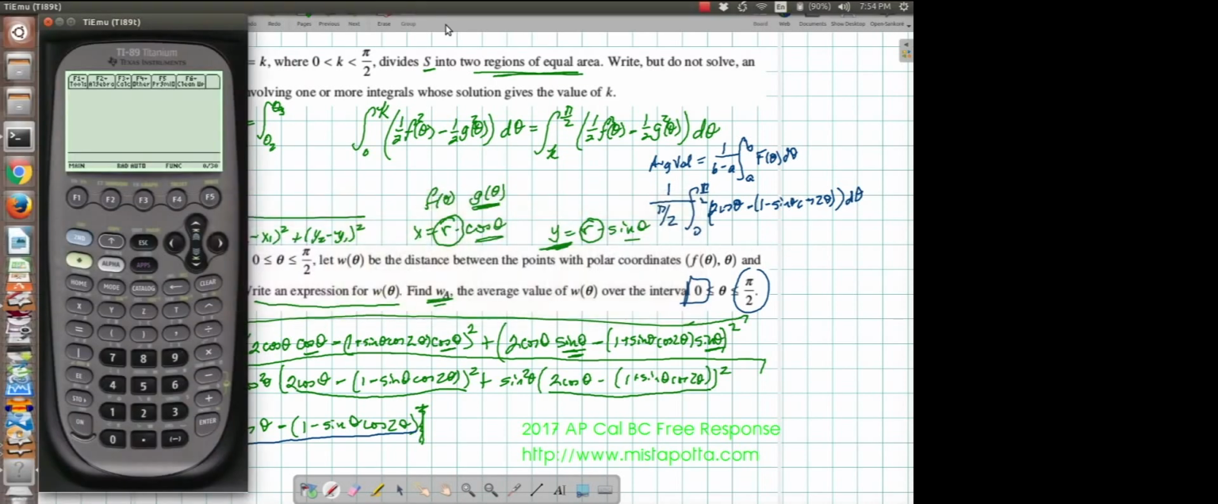So we're going to go to our handy dandy calculator. We're going to do 2 divided by pi times the integral, and we're going to integrate our function, which is 2 times the cosine of theta minus the expression 1 plus the sine of theta times the cosine of 2 theta, close the parentheses, close the subtraction expression, and I believe that's everything. Let me check.